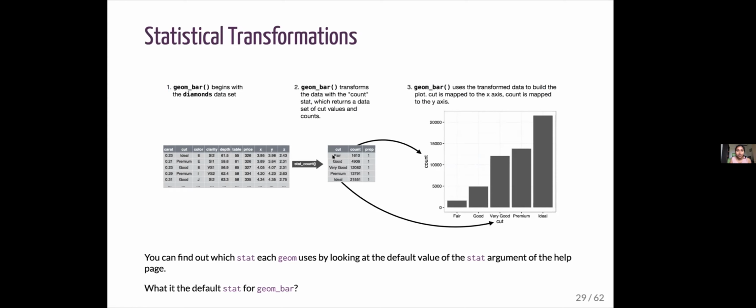So here it calculated how many diamonds are in the fair category, that is the count, how many diamonds are in the good category. So most of the diamonds are in the very good or premium category. And now it uses the count data to plot the geom bar. So we have the count on the y-axis and the cut on the x-axis. You can find out which stat each geom uses by looking at the default value of the stat argument in the help page. I've written this question, what is the default stat for geom bar, but we'll go through it in the exercises. We'll look up the geom bar documentation and see what's the default.